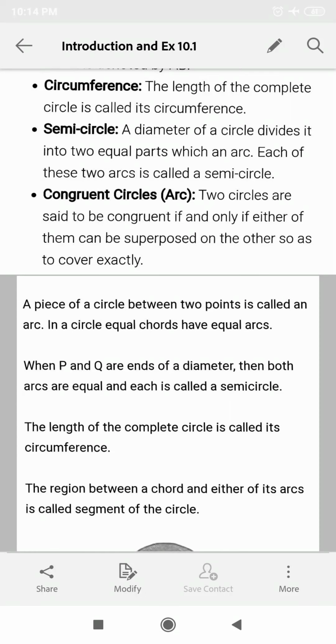Now we have circumference. The length of the complete circle is known as the circumference. What is now the semicircle? If we divide the circle into 2 equal parts, it is known as the semicircle. Now we have the 2 arcs which are known as the semicircles if both are equal in size, and if we divide the circle into 2 equal arcs, they are known as the semicircles. Now what are congruent circles? 2 circles are said to be congruent if and only if either of them can be superimposed on the other so as to cover exactly. Like we have done congruent triangles, similarly we have congruent circles as well.